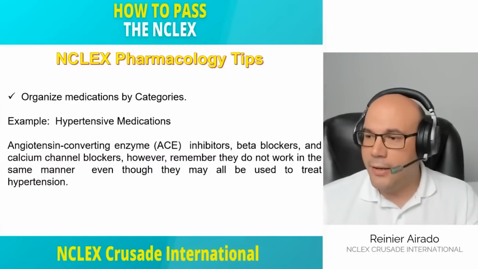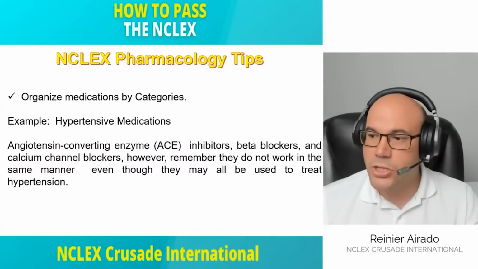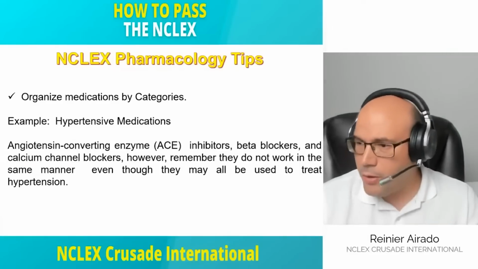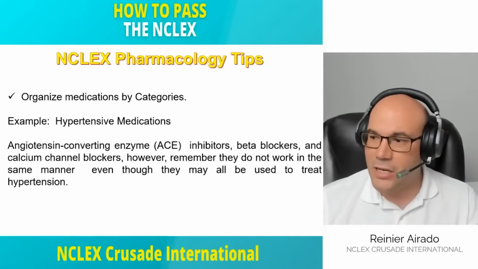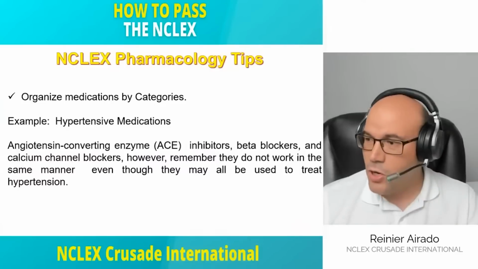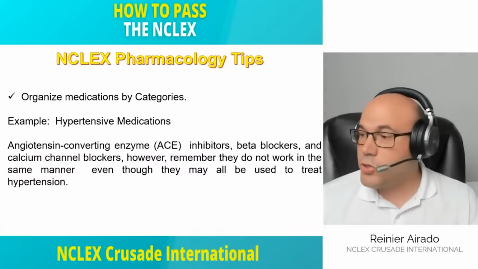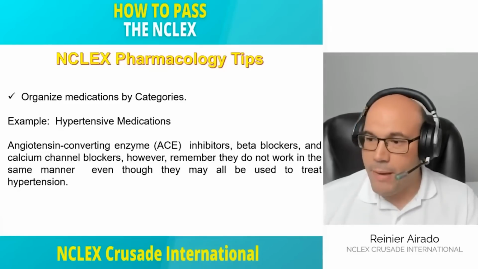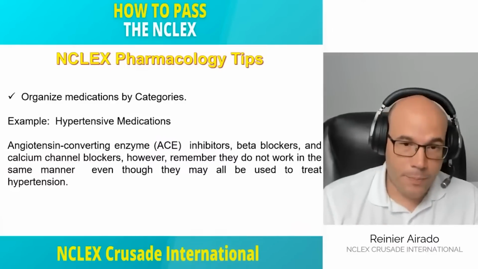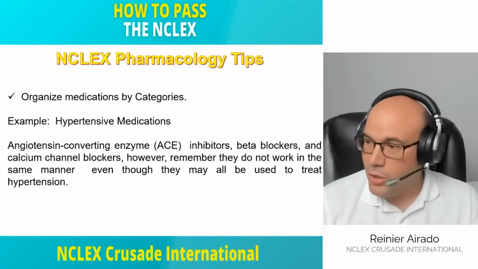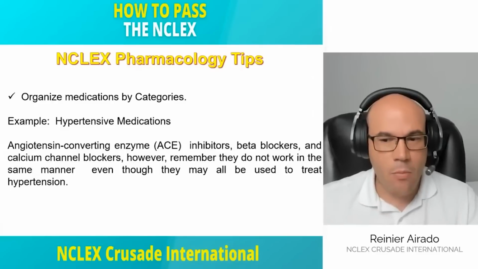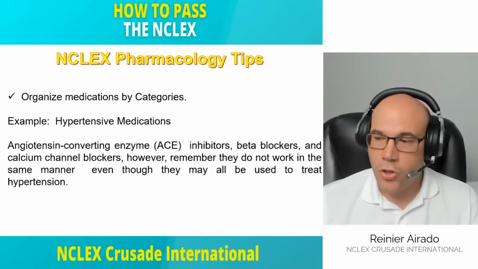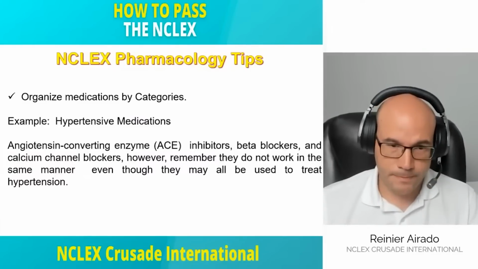So if you're studying medications to treat hypertension, you know that there are several subcategories. For example, on the screen you have the angiotensin converting enzyme inhibitors, or the ACE inhibitors. But you also have beta blockers. You also have calcium channel blockers. Remember that although they help a patient with hypertension, they do not work the same way. The mechanism of action is different, and you have to know those mechanisms of action.